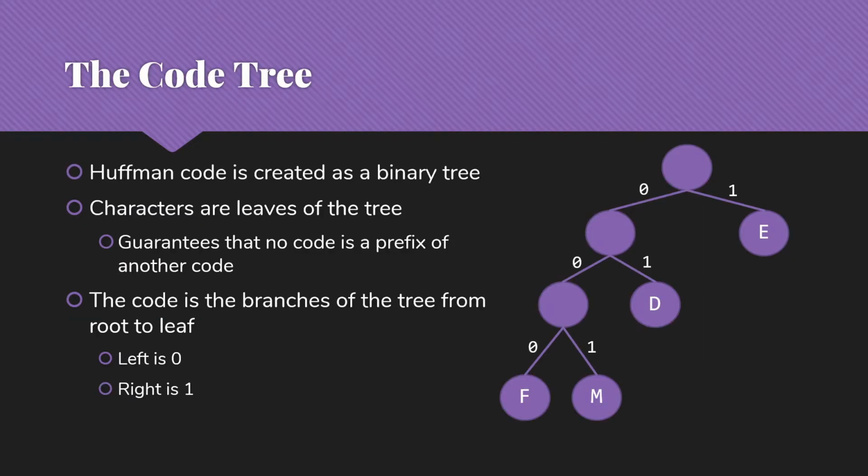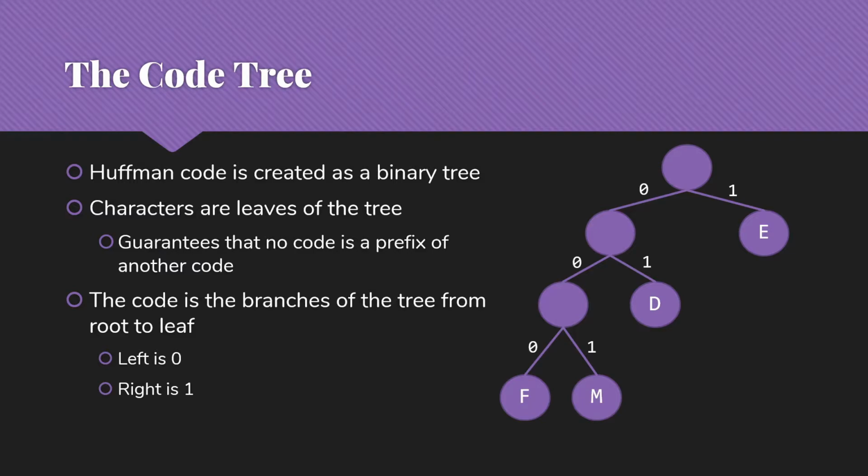Now, the key piece of Huffman code is the code tree. So what we're going to create is actually a binary tree where we have characters at the leaves of the tree. The nice thing about the characters being guaranteed to be leaves is that no code for a given character is a prefix of another code. So we know that if we just go through this code and follow it, we'll eventually get to the right character. The way we produce the code is if we start at the root and go to a leaf, anytime we go left, we consider that a 0. Anytime we go right, we consider that a 1.